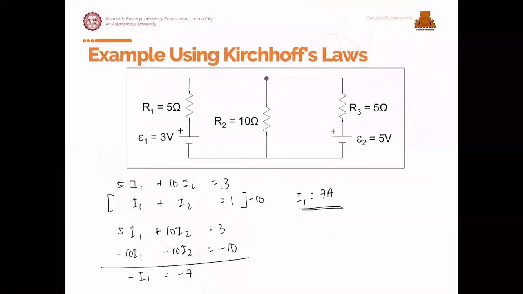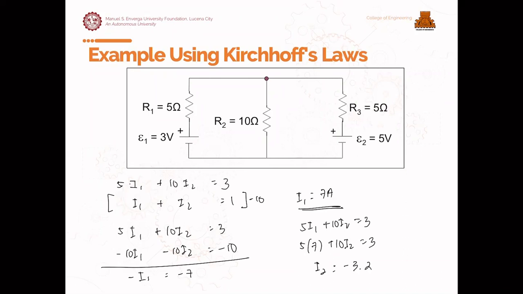Okay, so 5 I1 plus 10 I2 is equals to 3. So 5 times 7 plus 10 I2 is equals to 3. So I2 will be equals to 3 minus 35 over 10. So we have negative 3.2.